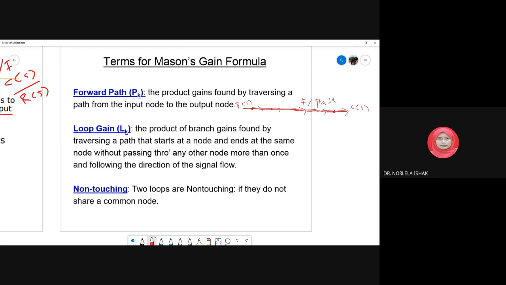Okay, loop gain. What's the meaning of loop gain? The product of branch gain found by traversing a path that starts at the node. Okay, this is the keyword.